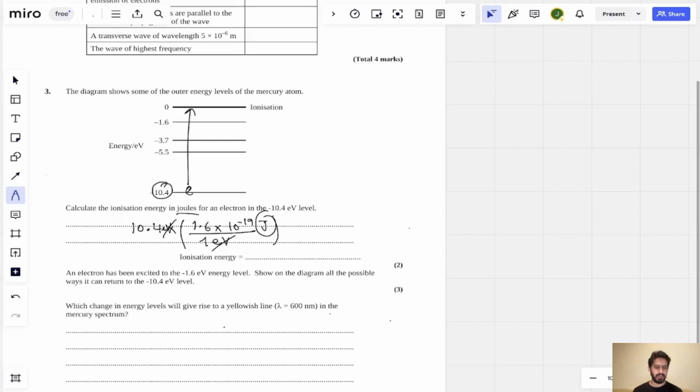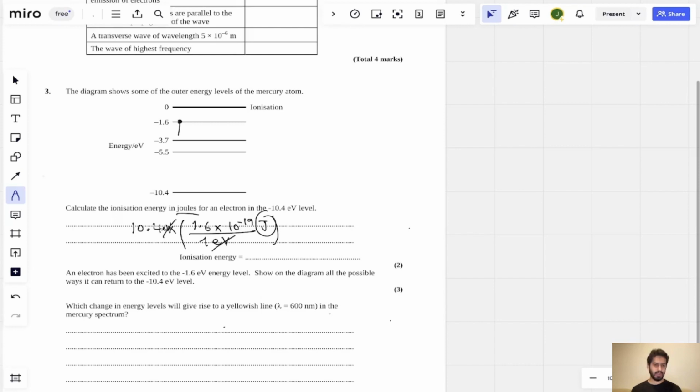The second question is, an electron has been excited to the negative 1.6 electron volt energy level. Show on the diagram all the possible ways it can return to the negative 10.4 electron volt level. So the electron is sitting here at negative 1.6, and we need to show all the possible de-excitations that will bring this electron back to the ground level, which is negative 10.4 electron volts.